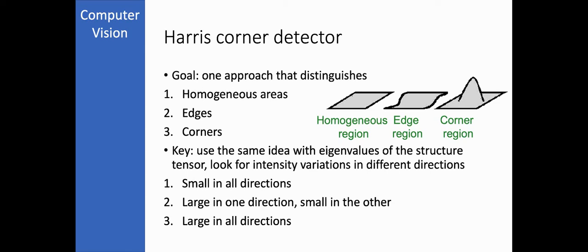And the key is the ideas that we use to analyze uniqueness of a patch will end up being the detection tool. So we will look at the structure tensor, and we will look at the eigenvalues of the structure tensor, and we will look at intensity variations in different directions. So for a homogeneous region, the intensity variations in all directions should be small. For an edge, the intensity changes only in one direction should be large, while the other one should be small. And for a corner, the intensity change should be large in all directions, meaning that the eigenvalues should reflect this.